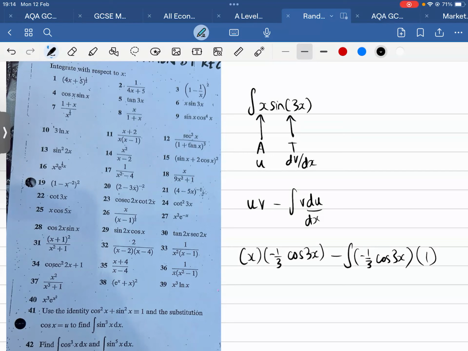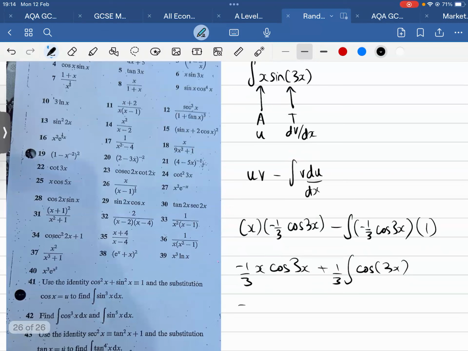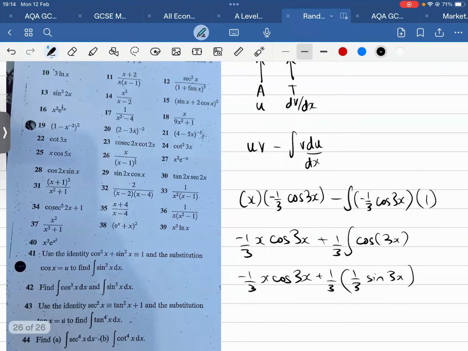So x times that becomes, just rewrite the order of it, minus 1 over 3 x cos 3x. Minus minus is plus. And a third would rather be outside the integration sign, because otherwise you'll start getting confused. And then I change it to a bracket and I integrate it. So that's a third sine 3x. And then the final step, plus c, and then that becomes 1/9, which I'm not going to do now, and then you're done. Good.